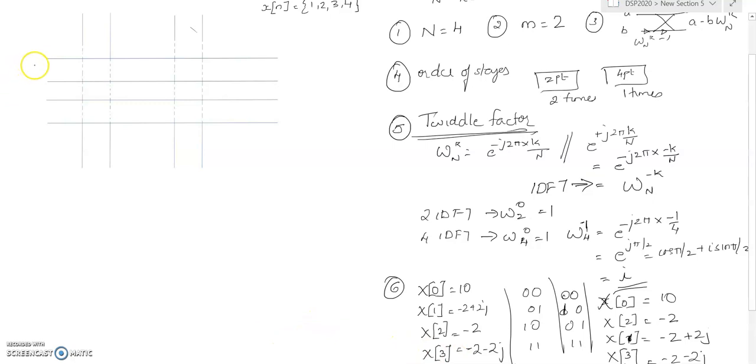So we can write the inputs at this point. So this will be 10, this will be minus 2, this will be minus 2 plus 2j, and this will be minus 2 minus 2j. Okay, so now the stage here is your 2-point DFT. So this will be the butterflies. You have minus 1 here, and you have the twiddle factor, that is W20. You have the next butterfly here, which is minus 1 and W20.